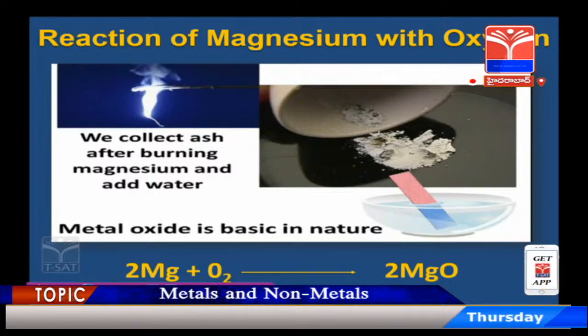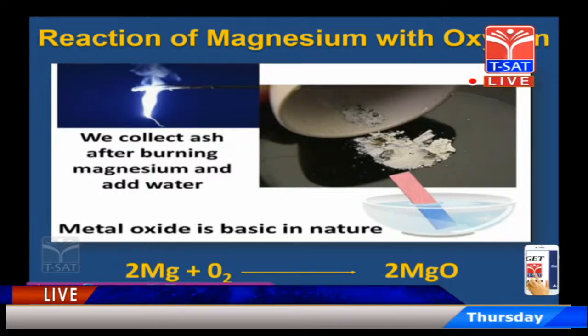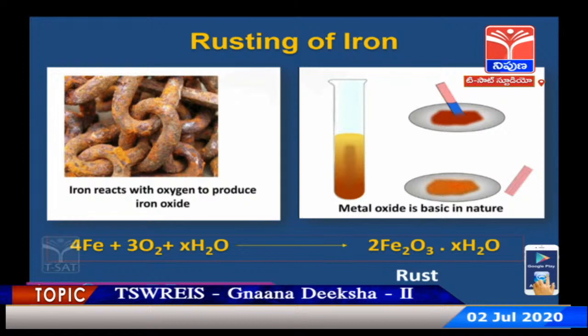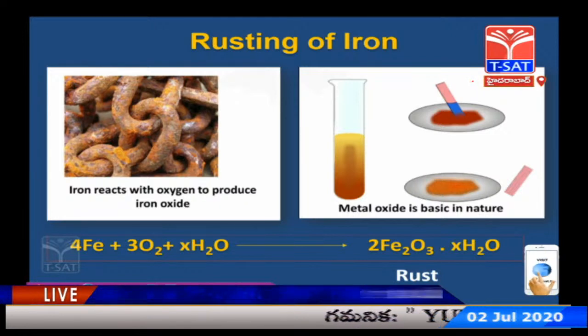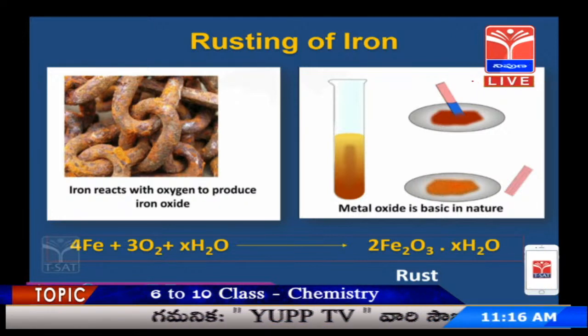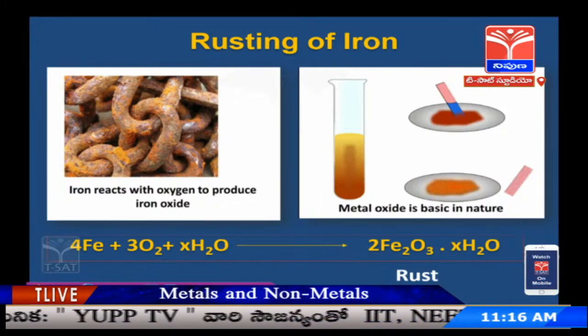Another simple example, children, which you can do at home, is the rusting of iron. So, when iron reacts with water in the presence of oxygen, it forms rust. So, what is the formula of rust, children?